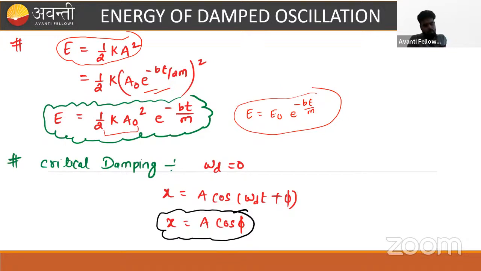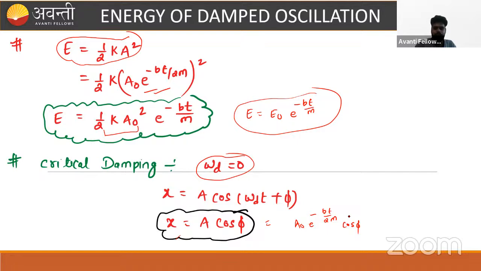One term we also have to keep in mind, what is critical damping, beta? Critical damping means whenever the damped frequency becomes 0, such a case is known as critical damping. And if we put omega d as 0 here, this equation will equal A cos phi. And we know A is A naught e raised to power minus bt upon 2m, times cos phi. So whenever critical damping occurs, we can say the graph is exponentially decreasing for displacement also.